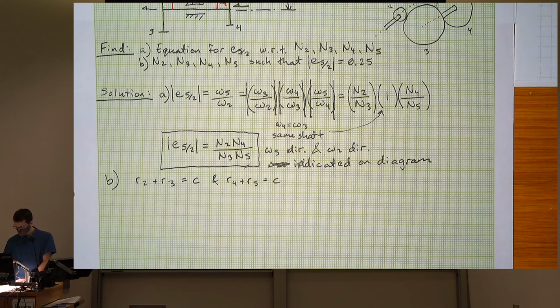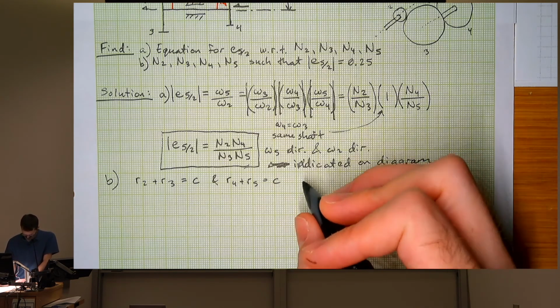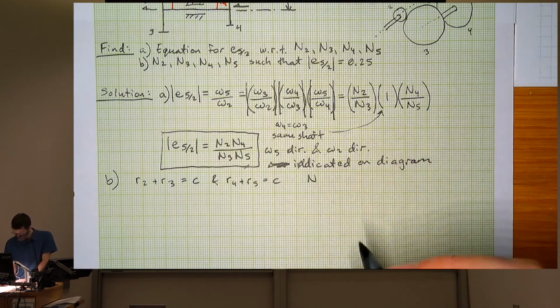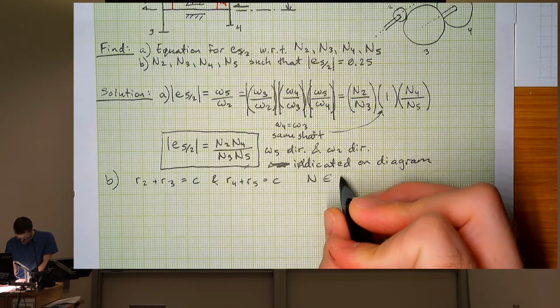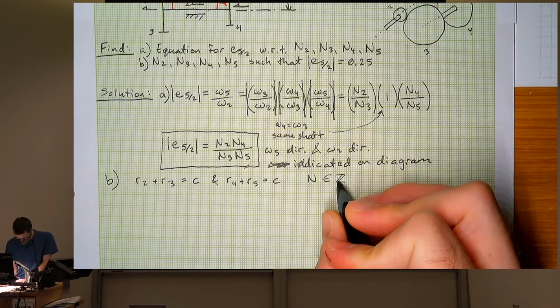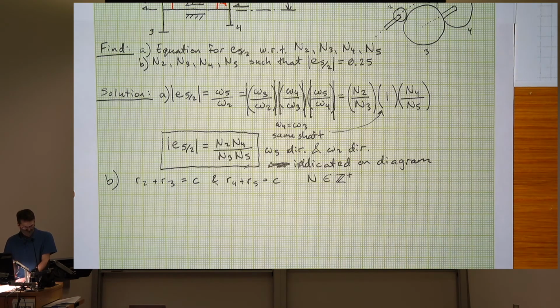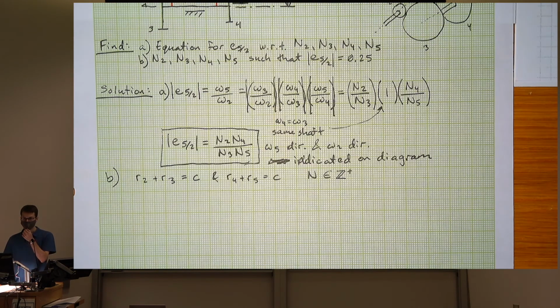The other thing that we need to keep in mind is that the number of gear teeth has to be some positive integer. Okay? It has to be some positive integer. You can't have a negative number of gear teeth, and you can't have a non-integer number of gear teeth. Like I said before, that doesn't make any sense. You can't have half a tooth on a gear, especially on a spur gear like this. It doesn't make any sense.